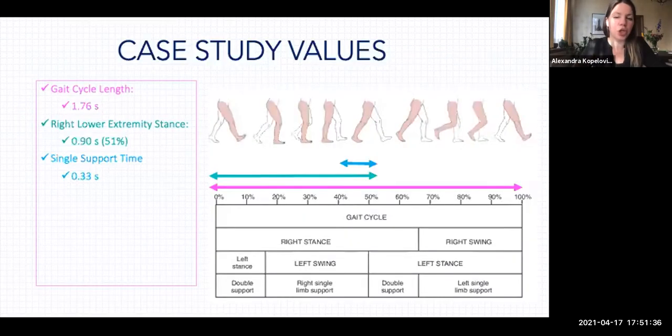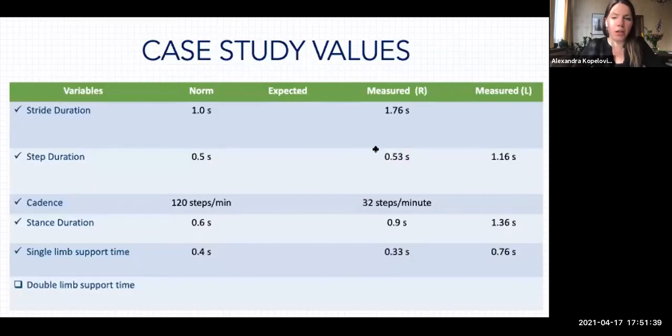Let's continue and look at our values. So this is our universal flow sheet. For single support time, we expect the norm to be 0.4 seconds. Our measured single support time for our patient is 0.33 seconds on the right, and our measured value for the left lower extremity is double that amount, 0.76 seconds. Let's continue. We're going to go into our last value, double limb support time, and we'll just reanalyze everything quickly.